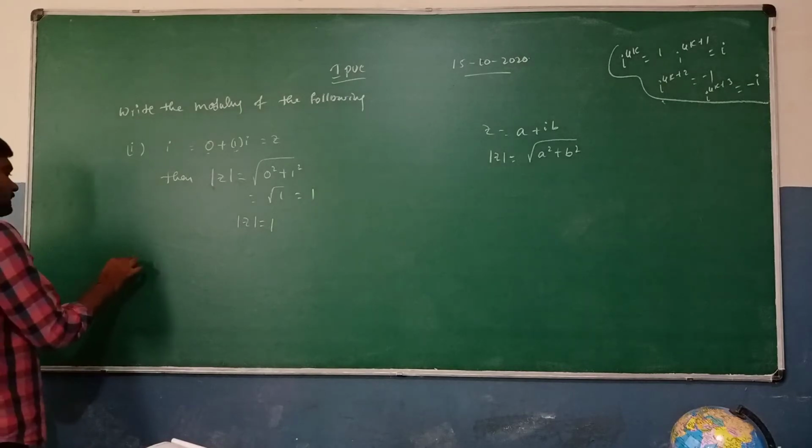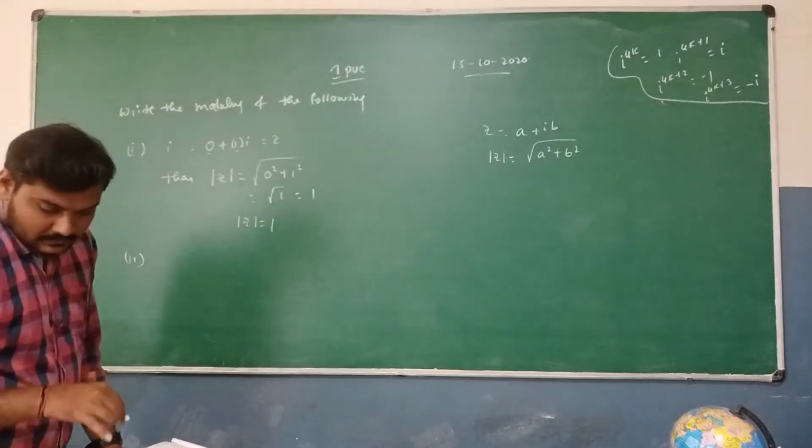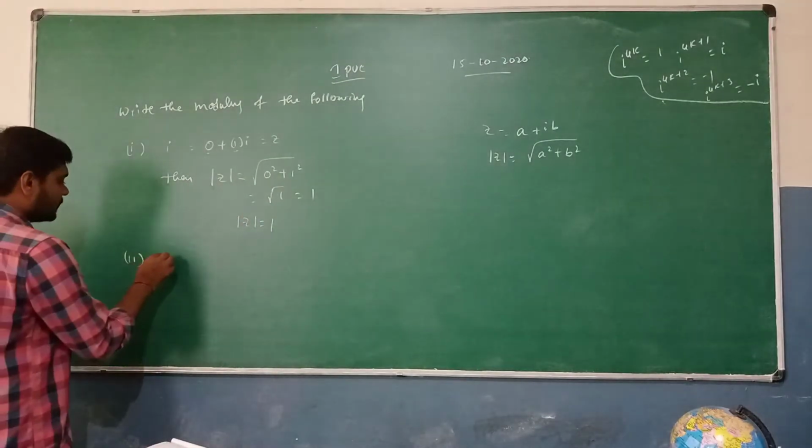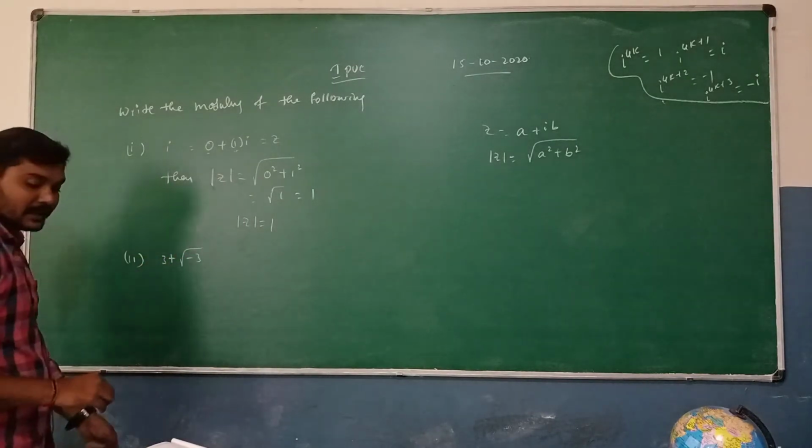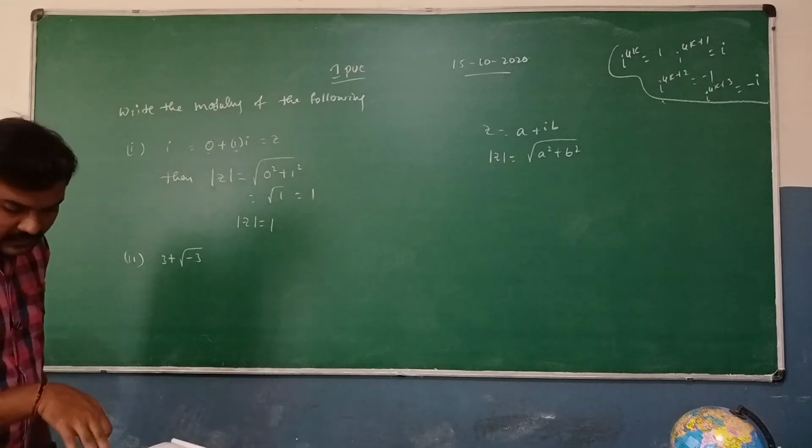Okay, the second one is 3 plus root of minus 3. So this is the given equation.